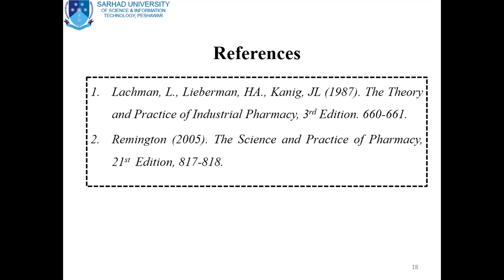Now these are the references for these points regarding contamination control, whether personnel-borne or airborne contamination control. These are taken from The Theory and Practice of Industrial Pharmacy, 3rd edition, pages 660, 661, and Remington 2005, The Science and Practice of Pharmacy, 21st edition, pages 817 to 818.